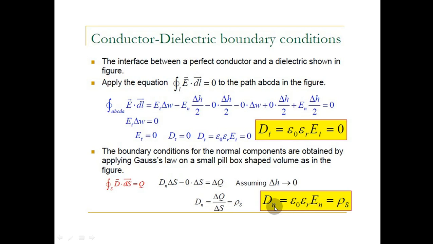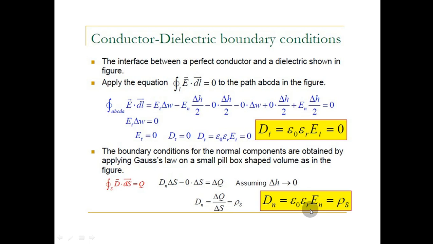So from that we can conclude that the normal component of the displacement vector in the dielectric medium is equal to the surface charge density of that specific surface, that is, the net surface charge density enclosed by the surface is equal to the normal component of the displacement vector present in the dielectric medium. So this is the equation that we have concluded from the conductor-dielectric boundary condition.